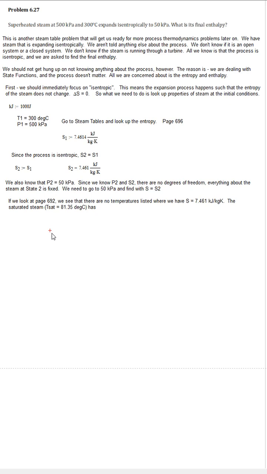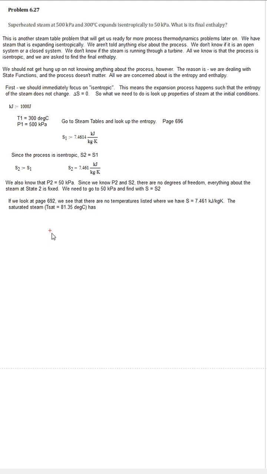And we look across all those entries and we don't see anything. First of all, our saturation temperature is 81.35 degrees C. Then our first entry in that table is 7.69, 7.82, its entropy is going up. We go to saturated vapor, it's 7.59. There's nothing else. There's nothing that's 7.46.